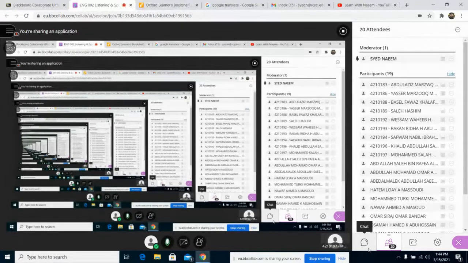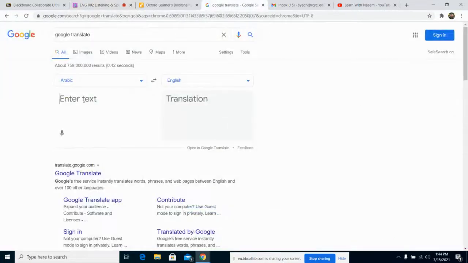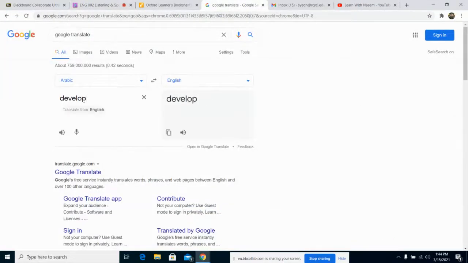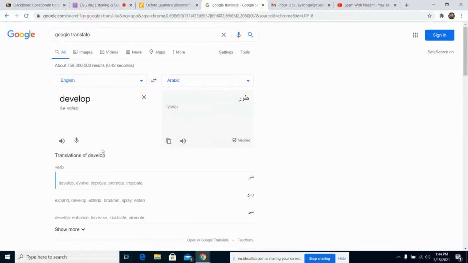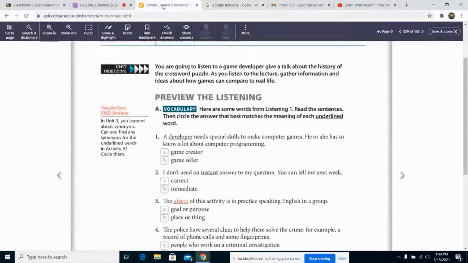Now what he creates depends on the situation. For example, he creates games, he creates some design, he creates some lesson. For example, teachers usually develop lessons. So a developer is a person who develops. Okay, so that's one thing. And let me share the meaning in Arabic as well, so you will have more understanding. Tawar. Develop. Tawar. Okay, so how do we pronounce this word? Develop. Develop. Okay.